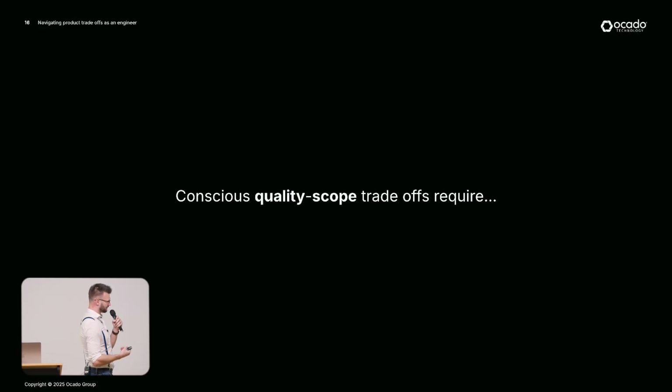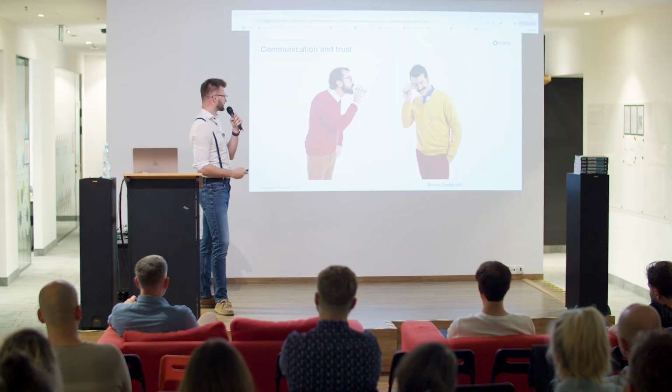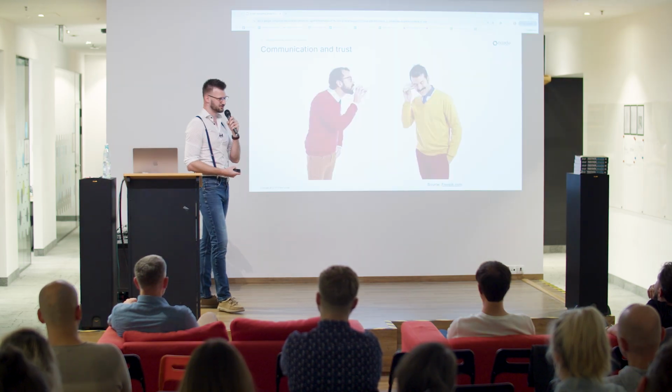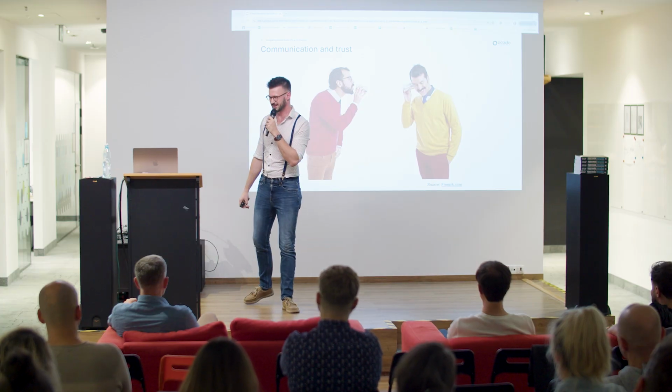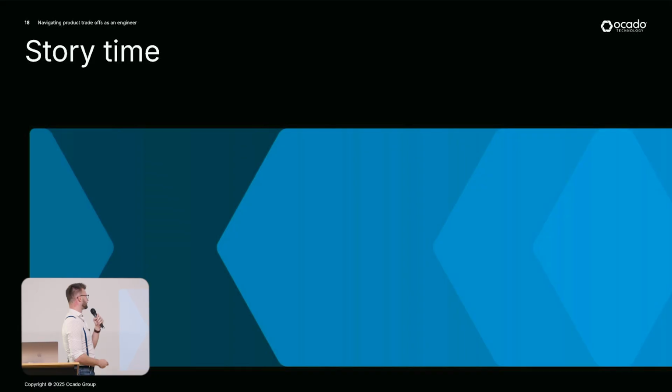So in this case, if we want to make a conscious quality-scope trade-off, there are some components that are crucial to make this trade-off conscious, and I think those are communication and trust. And I know it sounds like a buzzword. It's a lot of soft skill talking from an engineer, but I will tell you about my experiences of when this communication and trust did work, and was actually in place, and where it failed, and what were the consequences of that. So let's start with the story.